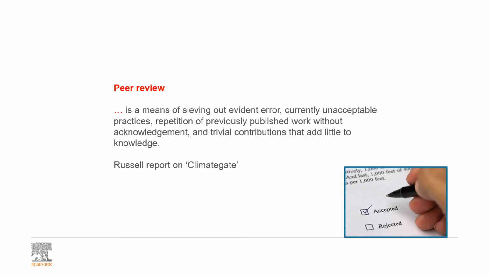In other words, we hope it spots obvious mistakes. We hope it spots unethical practice, for example. We also hope to some extent it helps us to detect plagiarized work, and also even in good articles to say whether this is really substantial, is this really what a high quality journal wants to publish, or should it find a home somewhere else?